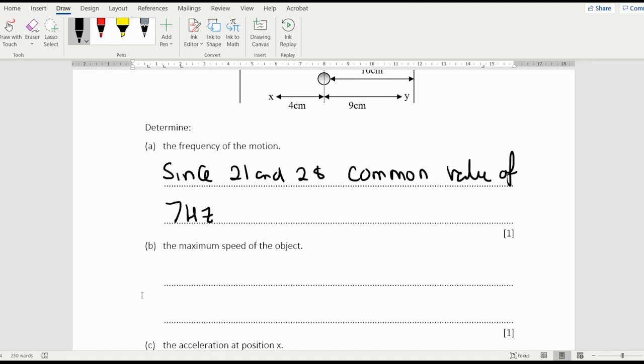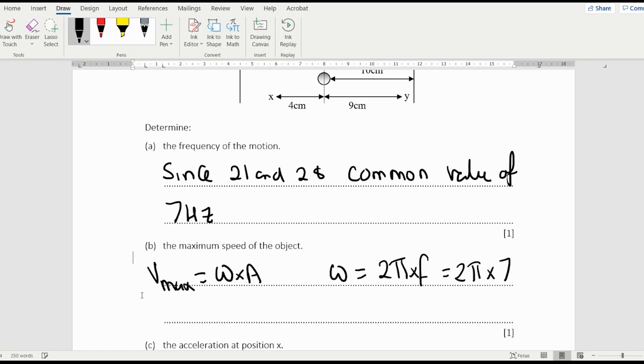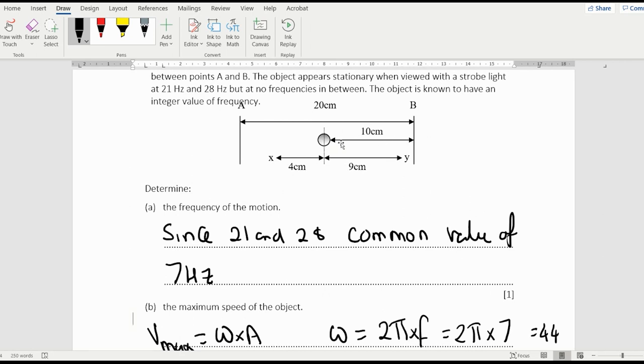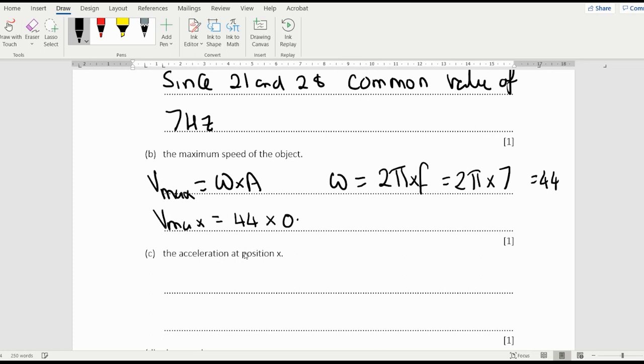So the maximum speed of the object, vmax, I'm going to keep using this formula, is omega times A. Omega is going to be 2 pi f on this one, it's much easier, so that's 2 pi times 7. So 7 times 2 times pi, that's going to be 14 pi, so 44. So that's going to be 44 rads per second. And so vmax is going to be, in this case, 44 times my amplitude. So this is my oscillation here. My maximum amplitude is 10 centimeters. So 0.1 there. So 44 times 0.1, and I end up with a maximum speed of 4.4 meters per second.